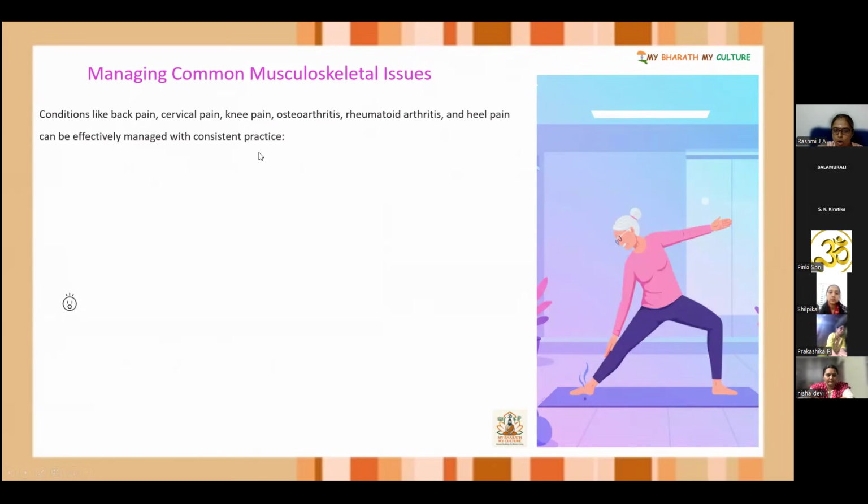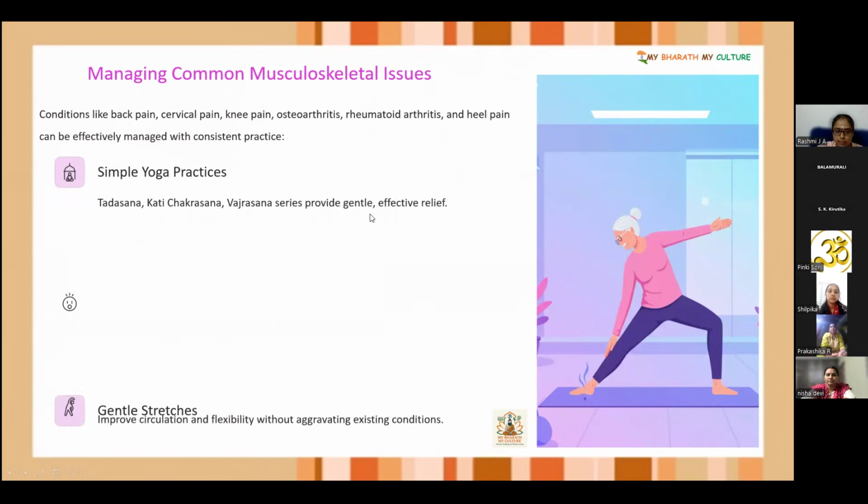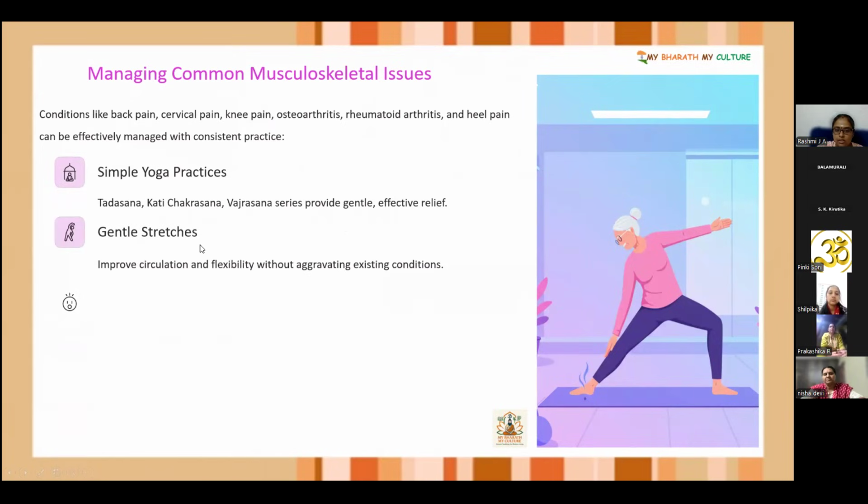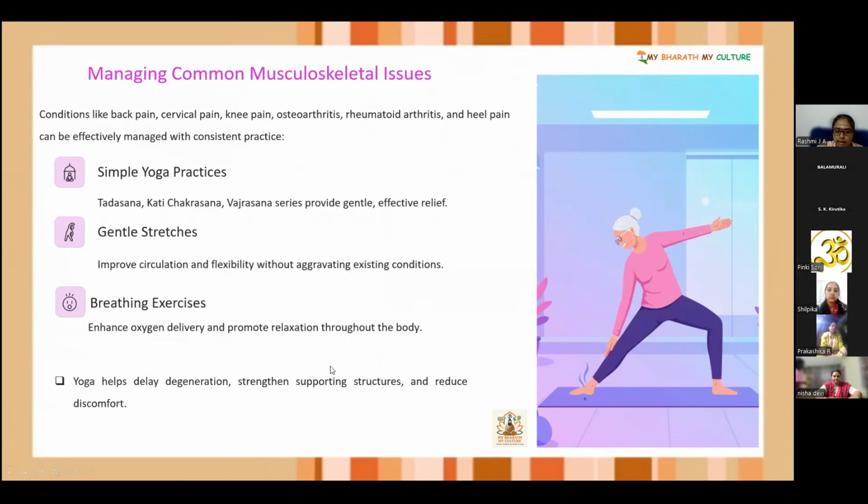managed with consistent practice. Simple yogic practices are very important to be done every day by everybody. Tadasana, Kati Chakrasana, Vajrasana, all these things are examples. Then the second one, gentle stretches. So this will improve circulation and flexibility. And then breathing exercises, that is pranayama, enhances oxygen delivery and promotes relaxation throughout the body. Then yoga helps delay degeneration, strengthen supporting structures and reduce discomfort.